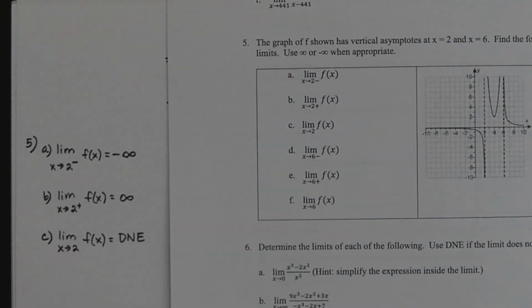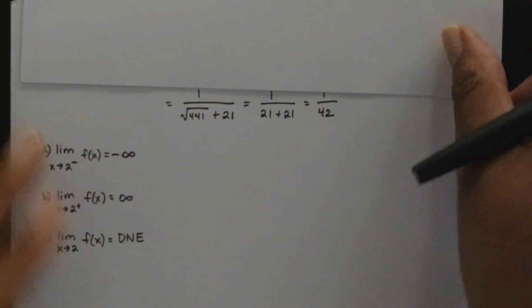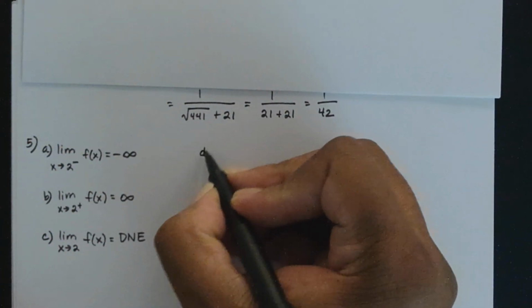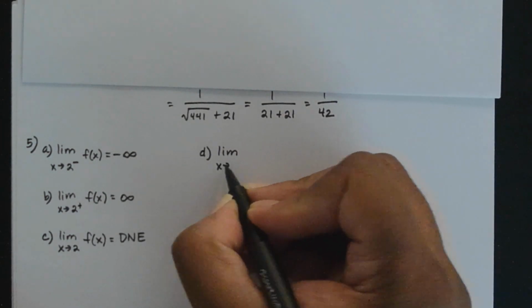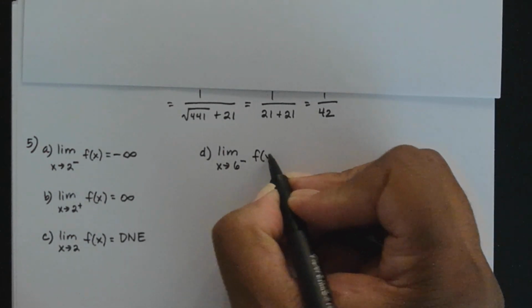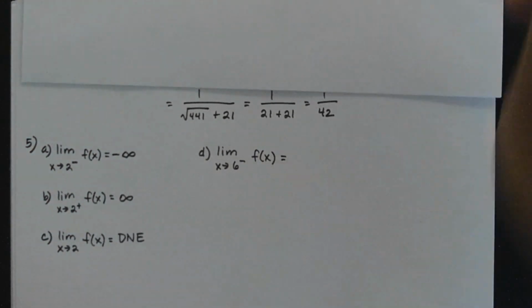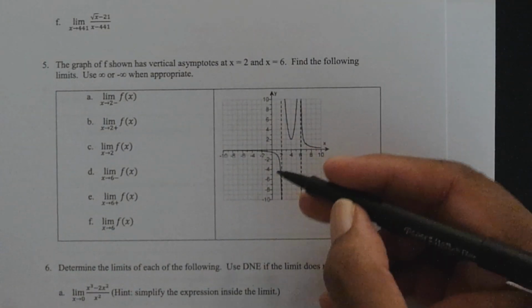All right, questions about parts A, B, or C? All right, now part D is the limit as x approaches 6 from the left of that same function f of x. Okay, so this is the other vertical asymptote.